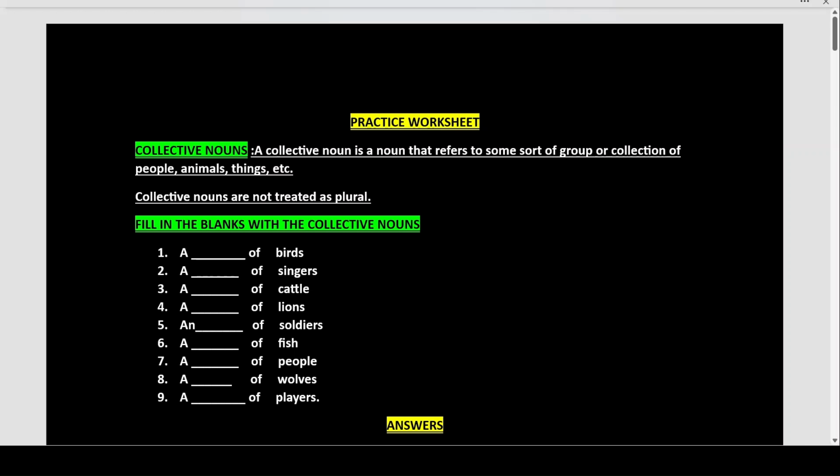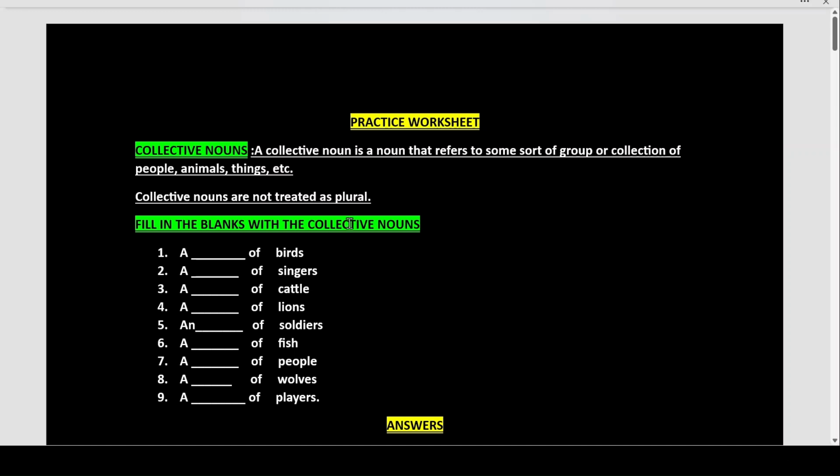Now, what are collective nouns? Before that, let us understand what a noun is. Any name, place, animal, or thing is called a noun. Now, a collective noun is a noun that refers to some sort of group or collection of people, animals, things, etc. Now, students, you need to remember that collective nouns are not treated as plural.